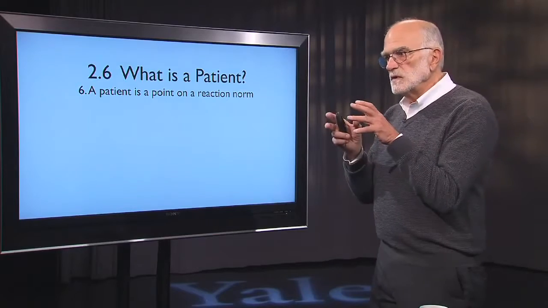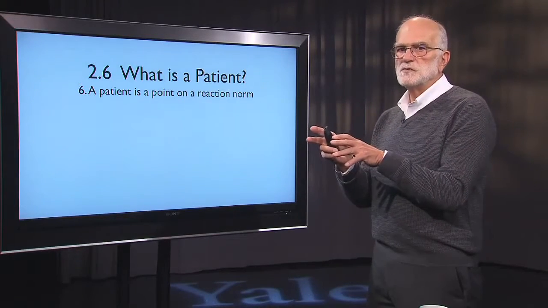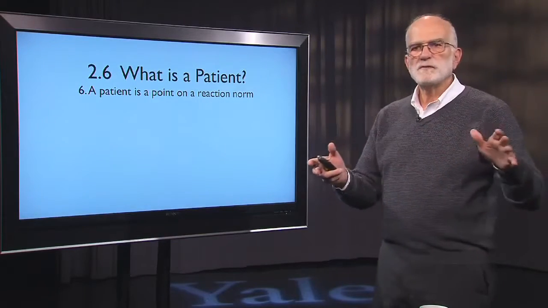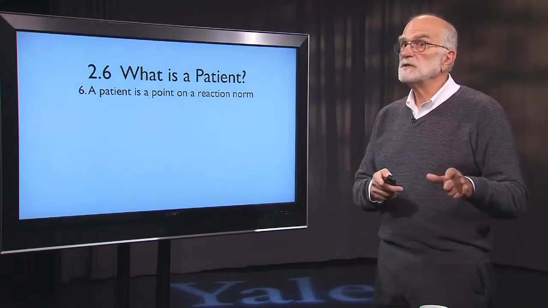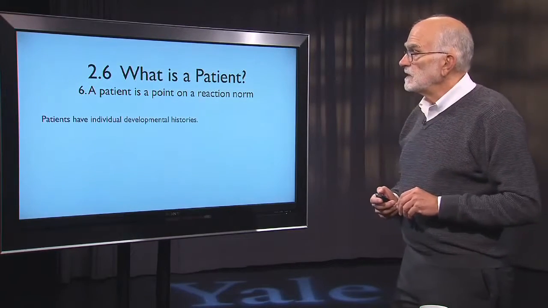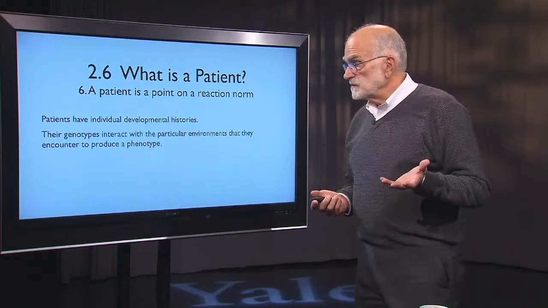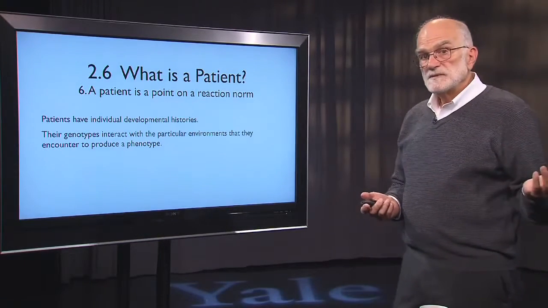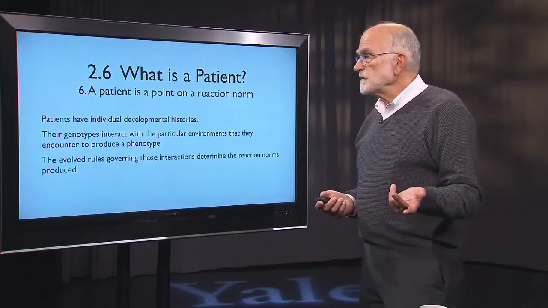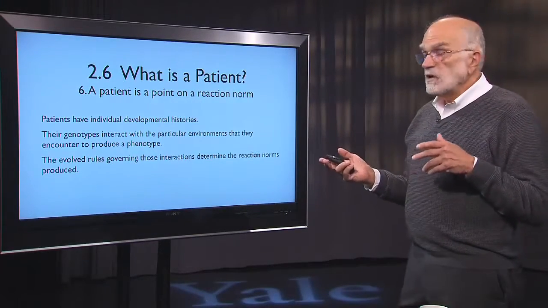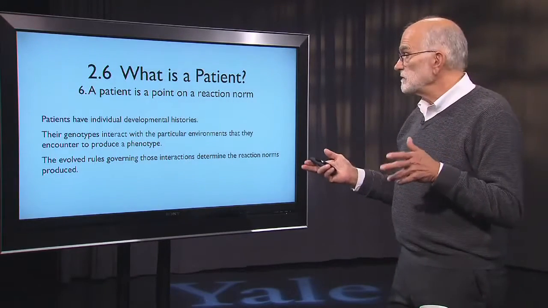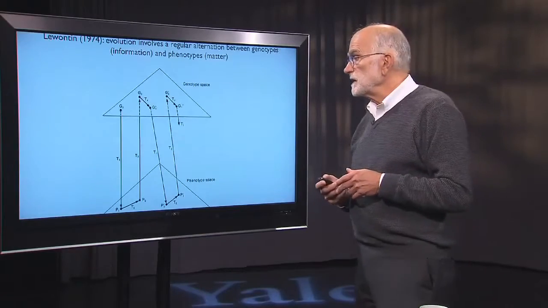In other words, we see one possible realization of that individual, and behind it, there are a host of other possible ways that that particular genotype could have turned out depending upon the environment that it encountered. Patients have individual developmental histories. Their genotypes interact with those particular histories to produce the phenotype. There are evolved rules that govern those interactions, and those rules determine the reaction norms that are produced.